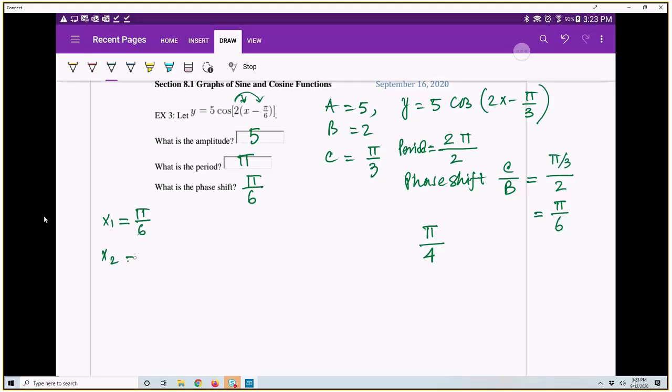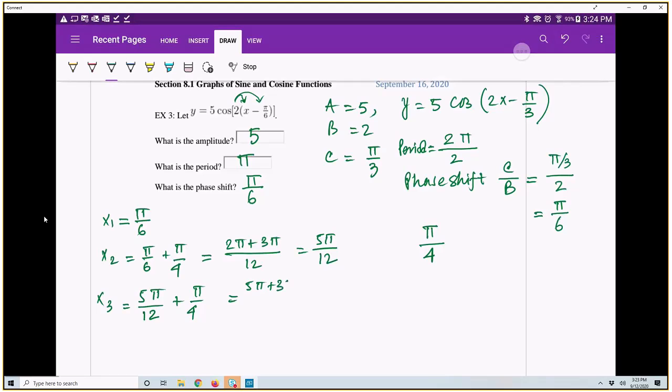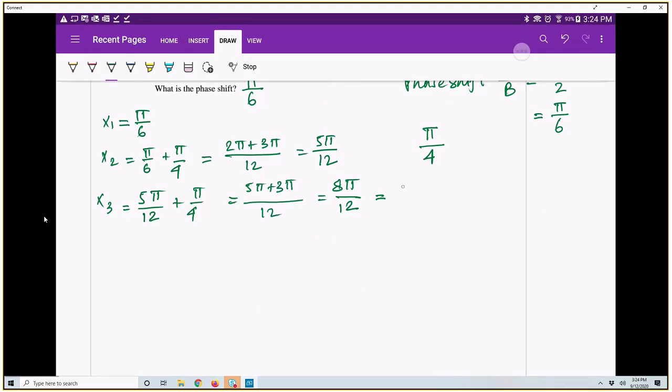x2 equal to pi over 6 plus pi over 4. When I find the common denominator, I'm going to get 2 pi plus 3 pi over 12. So that's 5 pi over 12. x3 is going to be 5 pi over 12 plus pi over 4. Again, you find the common denominator. So you get 5 pi plus 3 pi over 12. That's 8 pi over 12. And one can simplify that by dividing by 4 on top and bottom: 2 pi over 3.